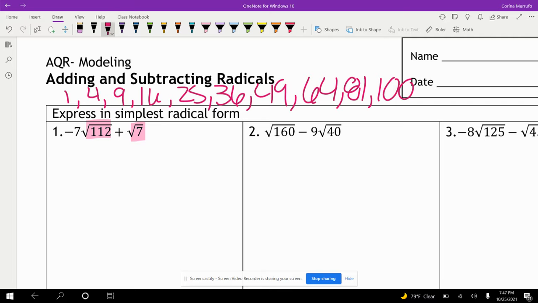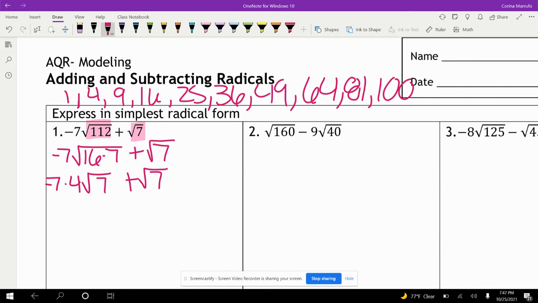112 divided by 64, that doesn't work. 112 divided by 49, nope. 112 divided by 36, nope. 112 divided by 16, yes, so 16 times 7. So this would be negative 7 times the square root of 16 times 7, plus the square root of 7. Now we can take the square root of 16 and get a whole number, which gives us 4.